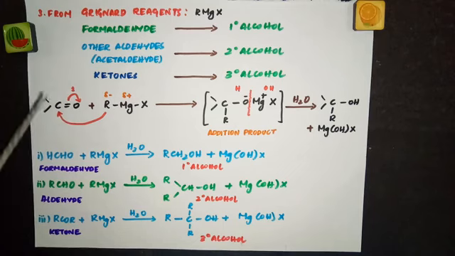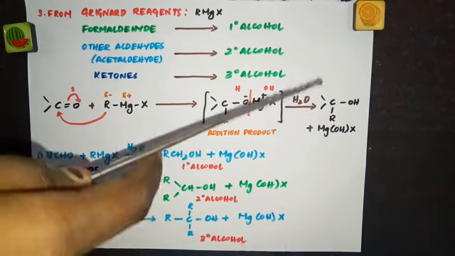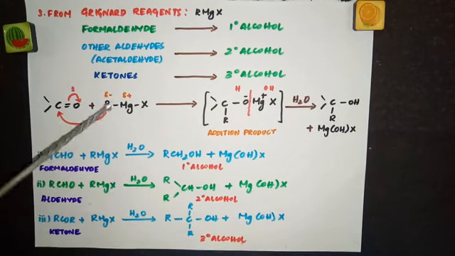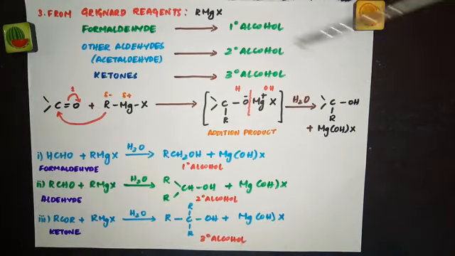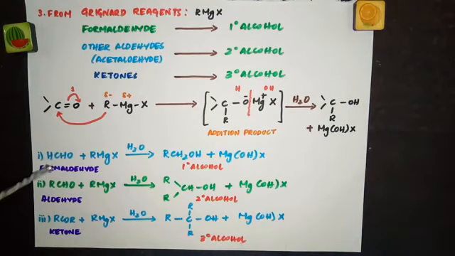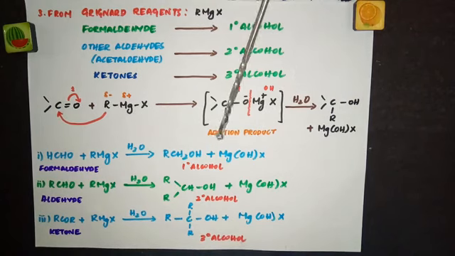Same way, if both are R alkyl group, what will be the product? Here 2 R's and already an R from Grignard reagent. You will get 3 R and this part will be COH, which is nothing but tertiary alcohol. Now get back here. You are taking formaldehyde, HCHO. When you are asked to predict the products, you need not write all these intermediates. You can directly predict the product.